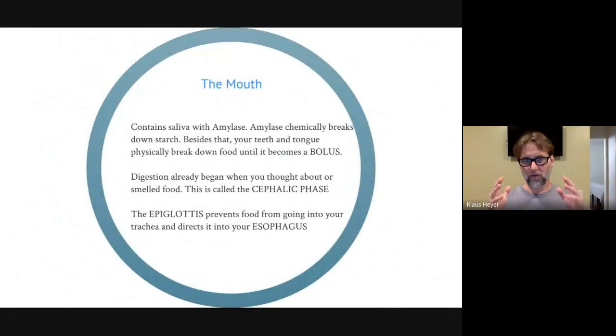So let's go through, how would a piece of food go through the GI tract? What organs is it going to go through, and what are the functions of these organs? Most would say that digestion begins with what we call the cephalic phase. The cephalic phase is just the thought of food or the smell of food or somebody mentioning food, then you might start to salivate.